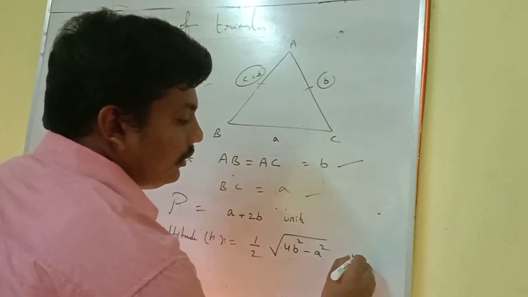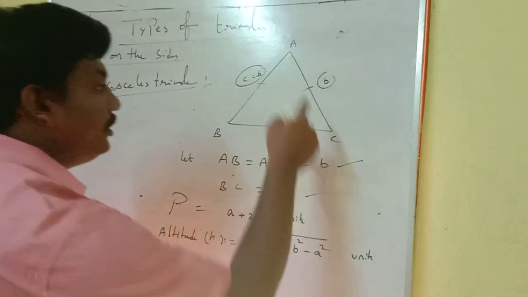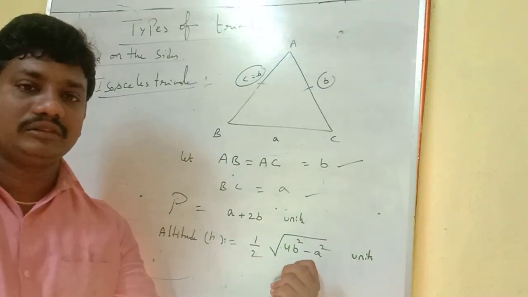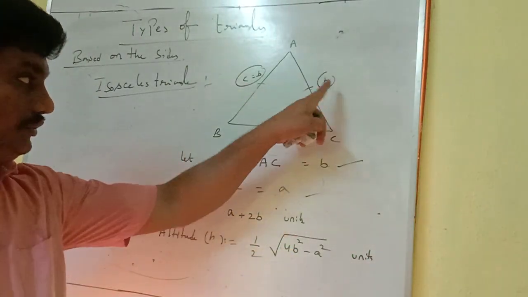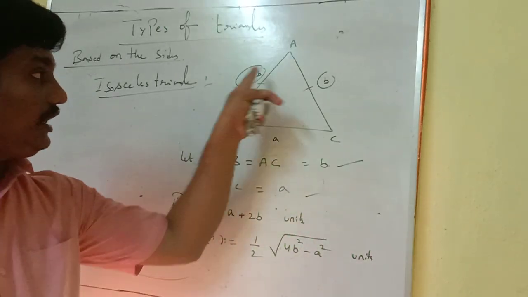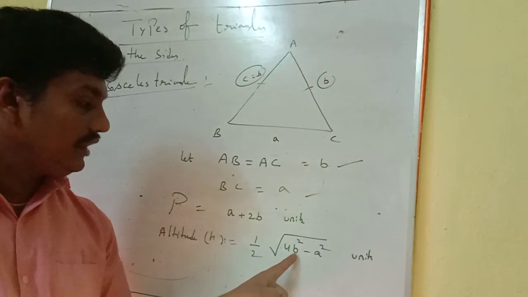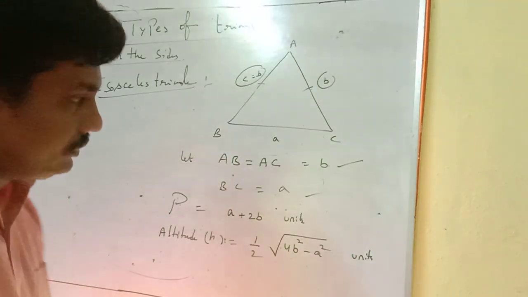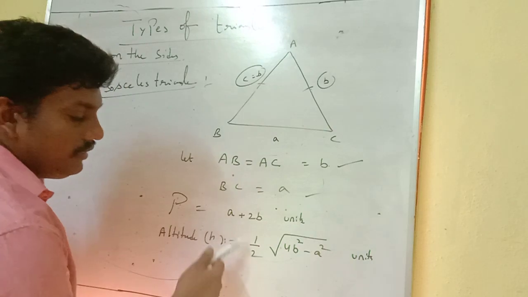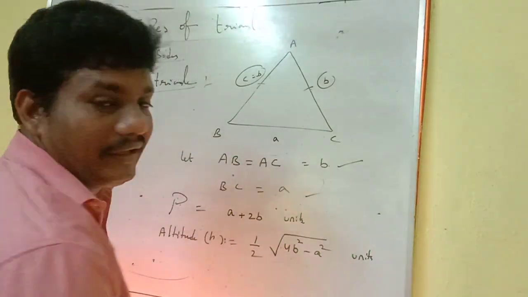This is called the altitude of an isosceles triangle: half into root of 4b square minus a square. It depends on the sides. If you take the equal sides as b, then you use b here. If you take the equal sides as a, then it is 4a square minus b square. Now I consider the equal side to be b. That's the reason it is half into root of 4b square minus a square.